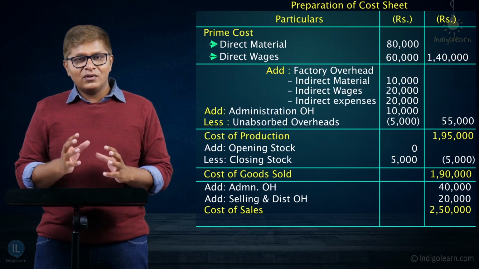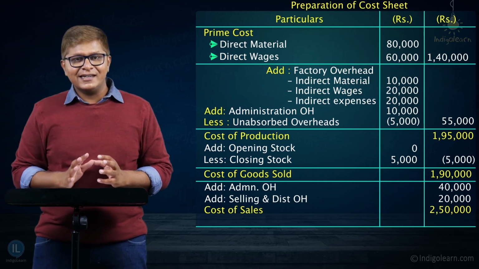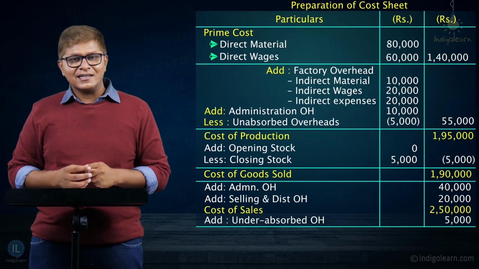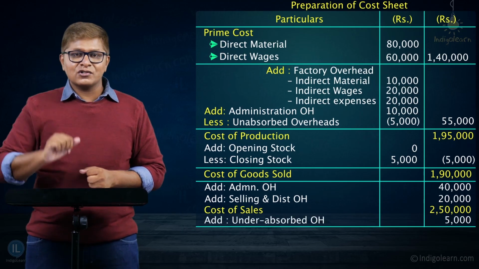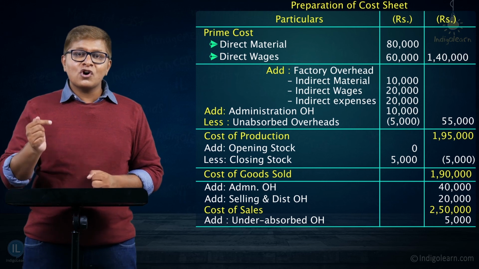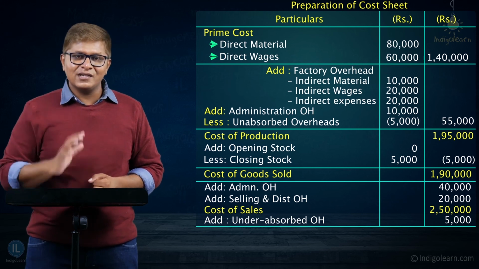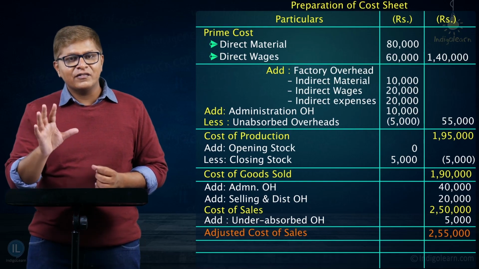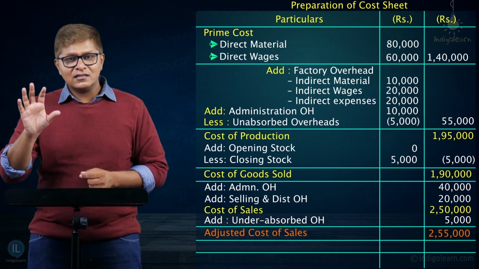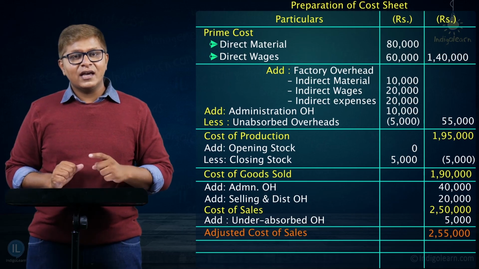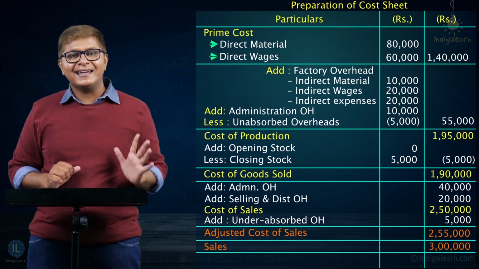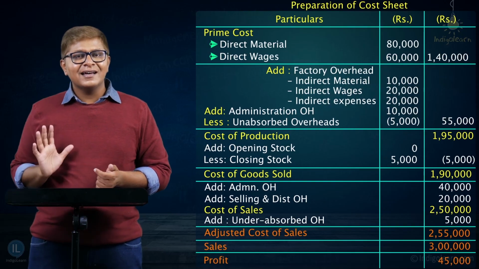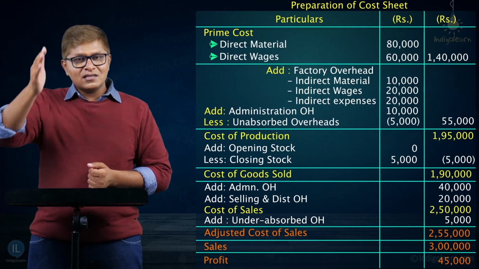So we will now directly debit it to the cost sheet and we will adjust the cost of sales to arrive at the adjusted cost of sales. So 2,50,000 is the normal cost of sales plus this unabsorbed or under absorbed overhead of 5,000. The adjusted cost of sales is going to be rupees 2,55,000. Now against this 2,55,000, we have a sales revenue of rupees 3 lakhs. So if I balance it out, we get the profit as rupees 45,000. So this is the cost sheet.